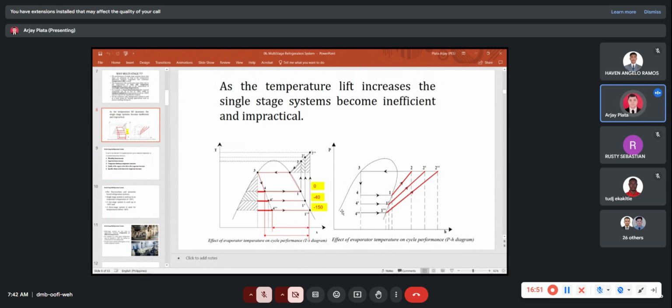If we look at the PH diagram, the refrigerating effect, as you can see, is decreasing while we have this increase in superheat loss. This shaded region is the superheat loss, this one. And the side, this one, is the throttling losses.